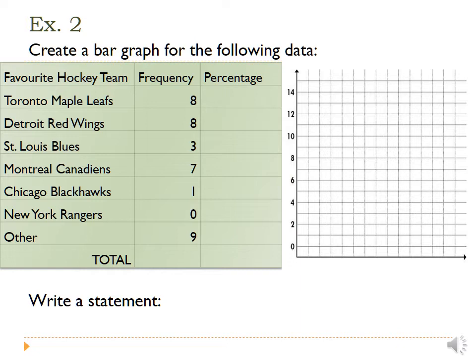So our next few examples, we're going to create some bar graphs. If you have some different colors, you might want to grab them. You don't have to, it just makes it look nicer. So what we have here is called a frequency distribution table.